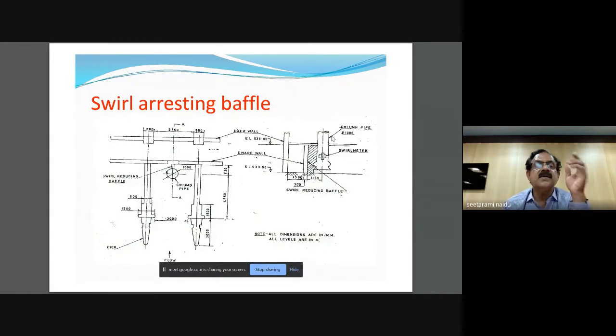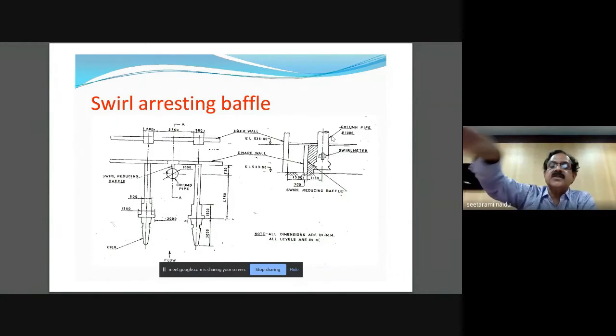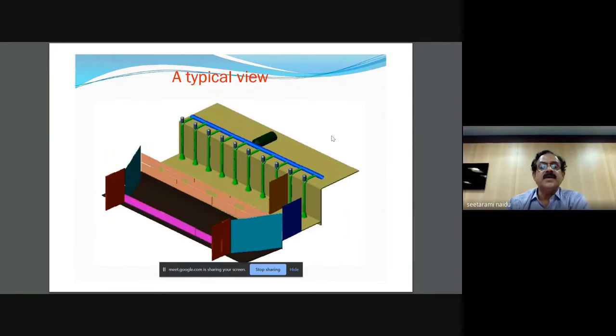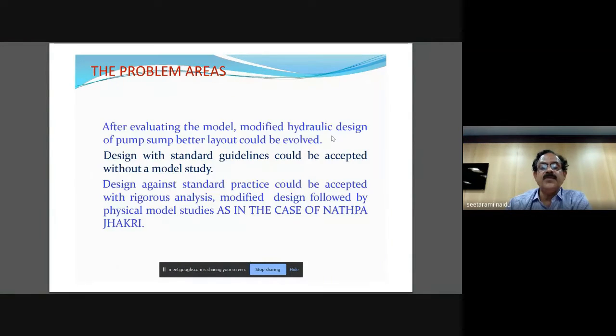Then swirl arresting baffles, this is what we can keep, so that the continuous circulation is broken with the presence of a stopping baffle, a vertical baffle wall. And piers, okay, this is a typical view. The problem is okay.